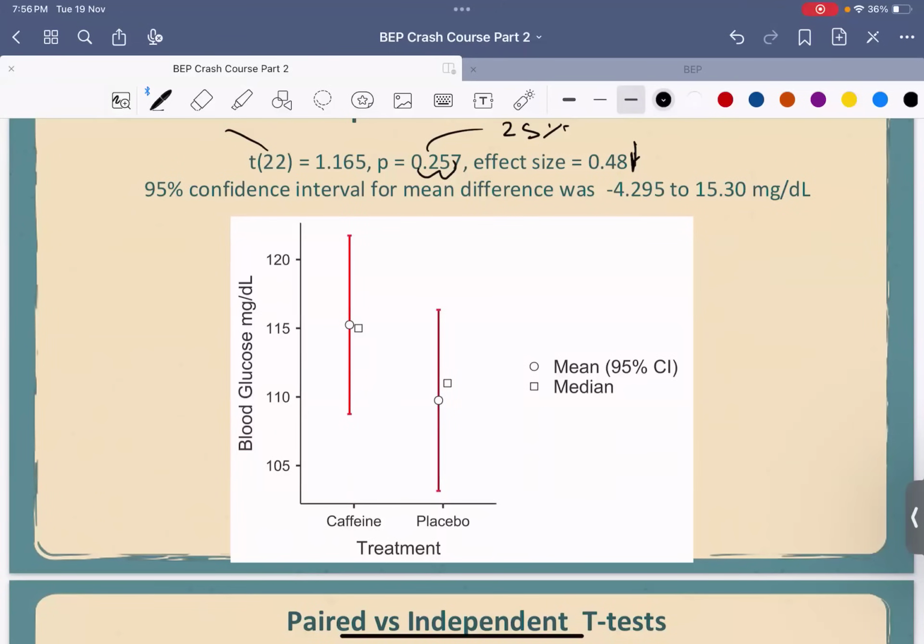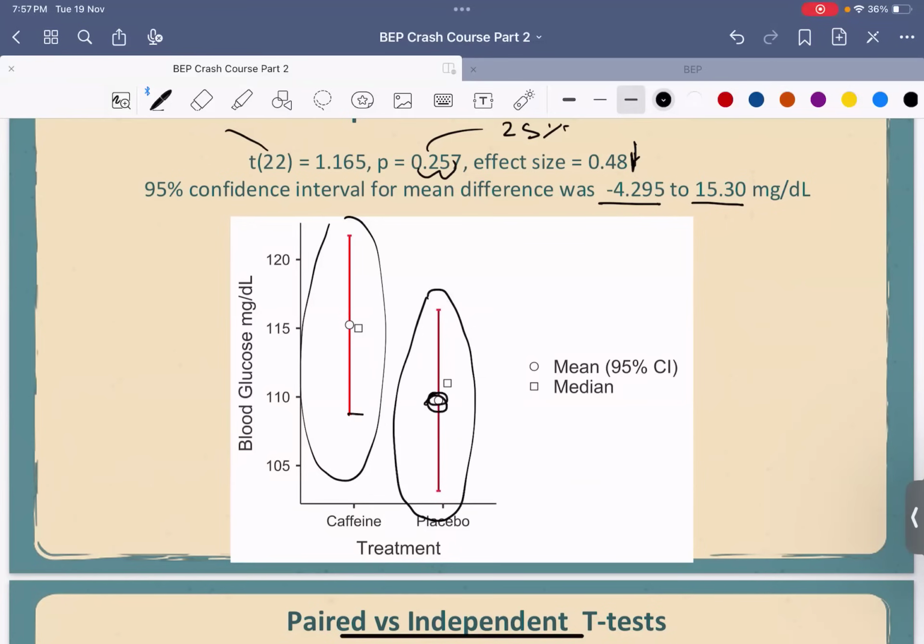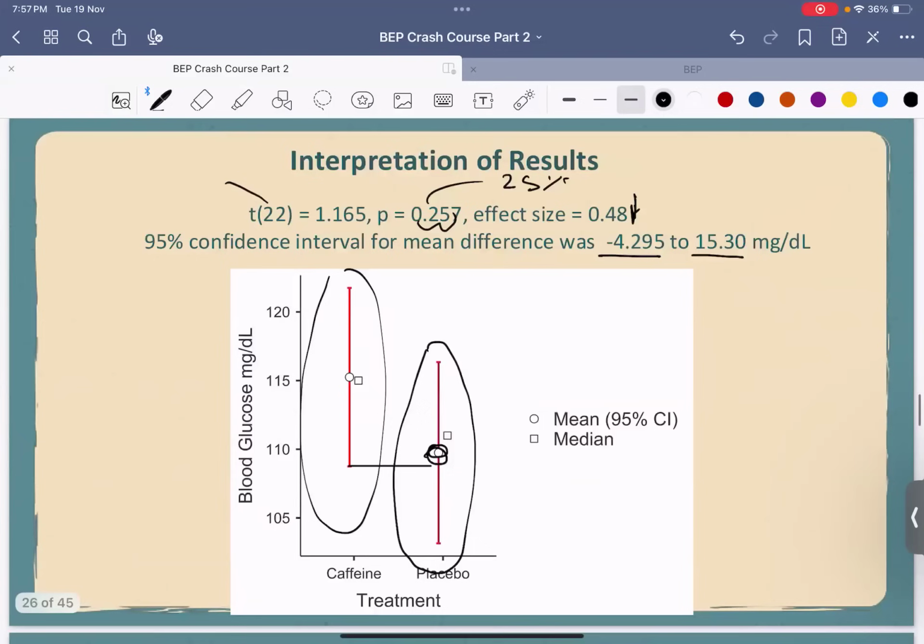And so this is the normal population, placebo. This is the people who take caffeine, for example. And the 95% confidence interval was minus 4.25 to 15.3. So they're overlapping. This is the mean of the normal population. It crosses the null value. And so even the graph shows that this data is not statistically significant.